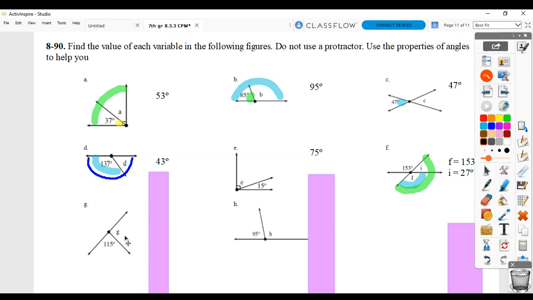For G, again, this entire angle here would be 180 minus 115, which leaves us with 65. And this is also 180 total. Minus 95 means angle H is 85. You will be asked to do this type of thing on the quiz and test as well, where you're not using a protractor to find the missing angle measurements, you're using the properties of angles.